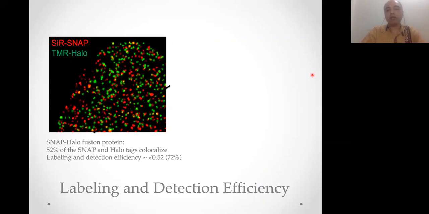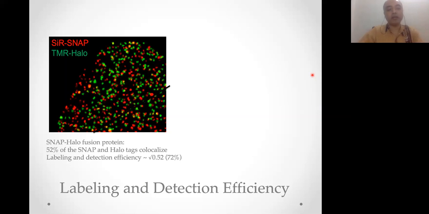Now, you had to take care of a few things. Okay, we had to know that we are indeed capturing most of the images. It's not as if half of them are not labeled. So you have to estimate the labeling efficiency. The way you do this is by tagging the same molecule with two of your dyes. So we had a snap tag and a halo tag. The halo tag is used to estimate how many snap tags can I label.